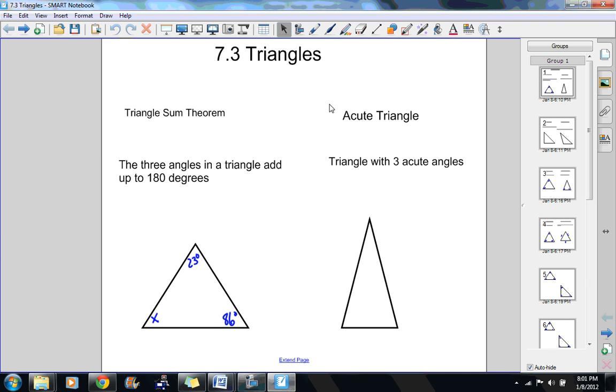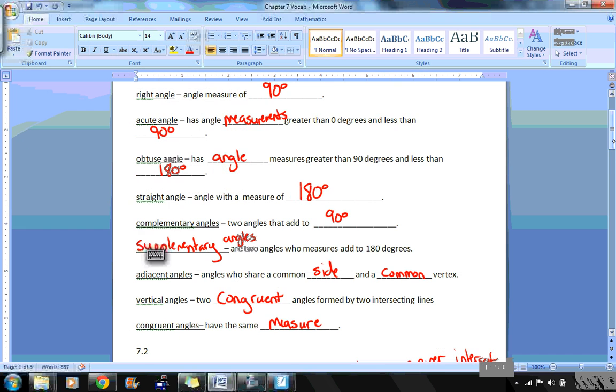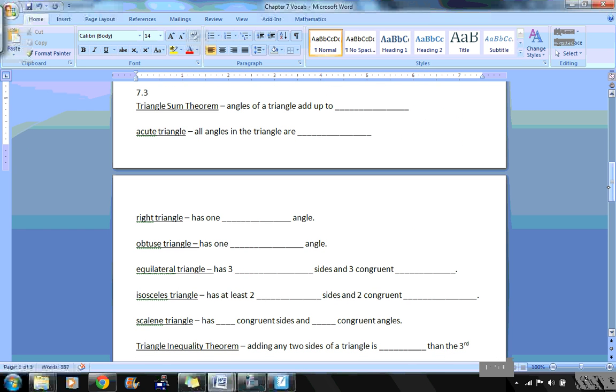Alrighty, 8th grade, we're going to start working on section 7.3, which is going to be a section that I really enjoy, and I hope that you guys enjoy it as well. So let's start with the vocab here. If I move down to 7.3, I have the triangle sum theorem first.